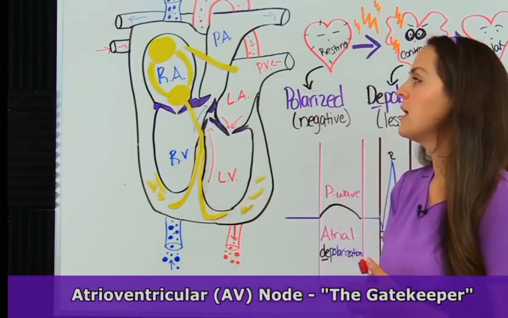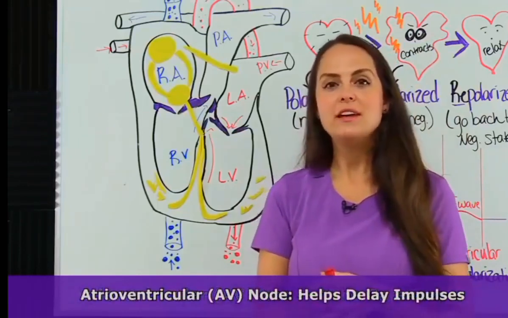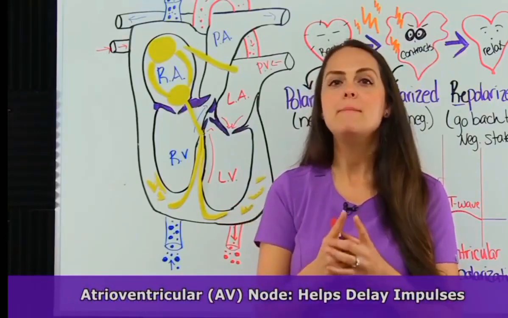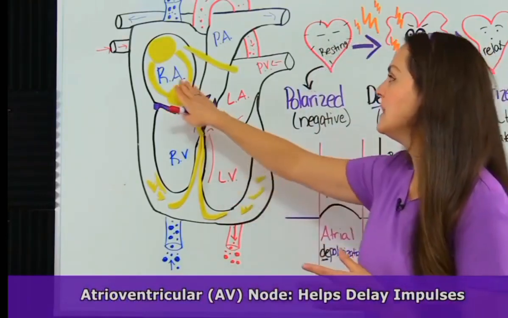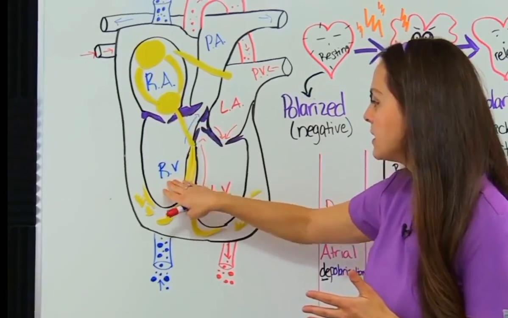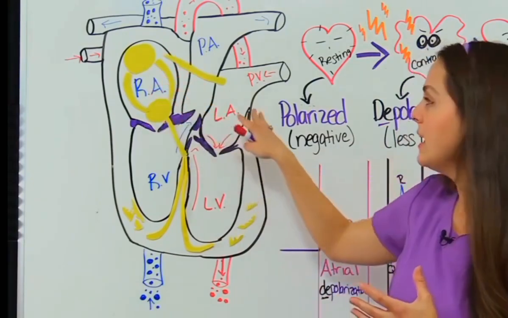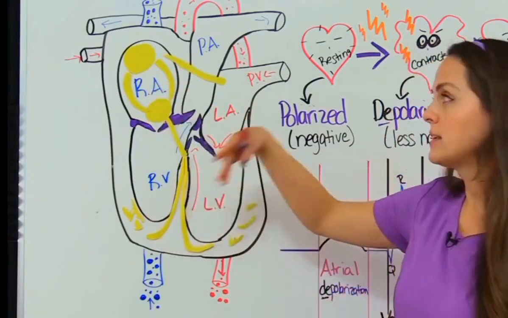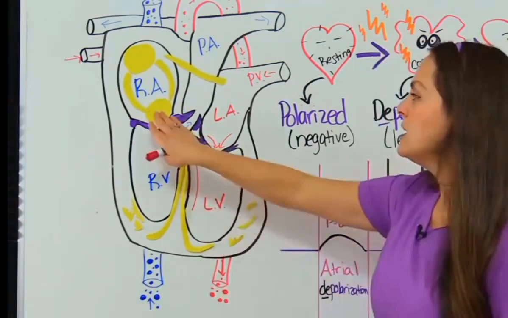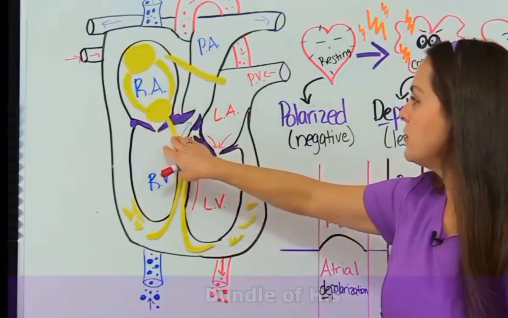And we refer to this node as the gatekeeper. And why do we call it that? Well, the AV node helps delay or slow down impulses for just a little bit because it's allowing these atria to fully empty themselves and allow the blood to go into the ventricles, because we don't want there to be leftover blood in the atria before the ventricles contract, and we don't want the atria and ventricles contracting together because we would have problems. So signal will leave here, it will go down to the bundle of His.